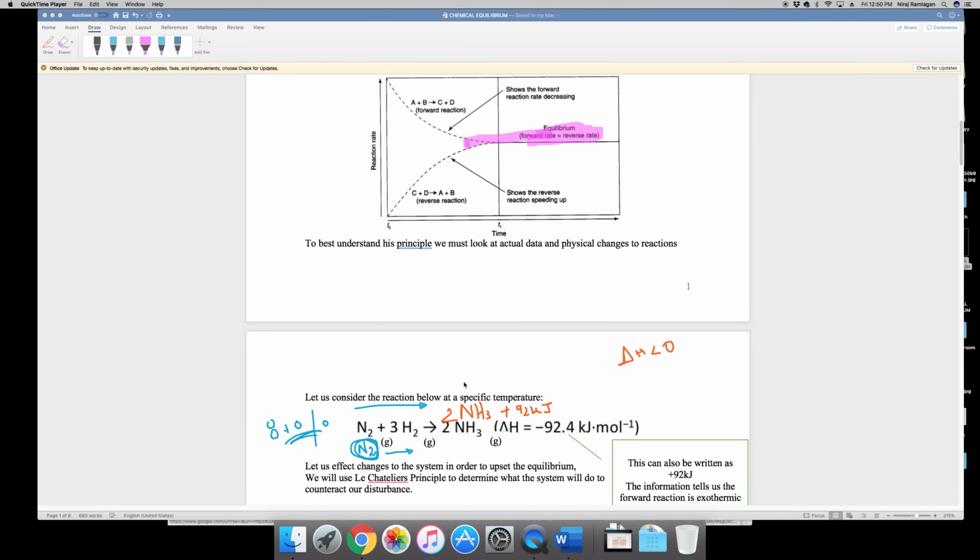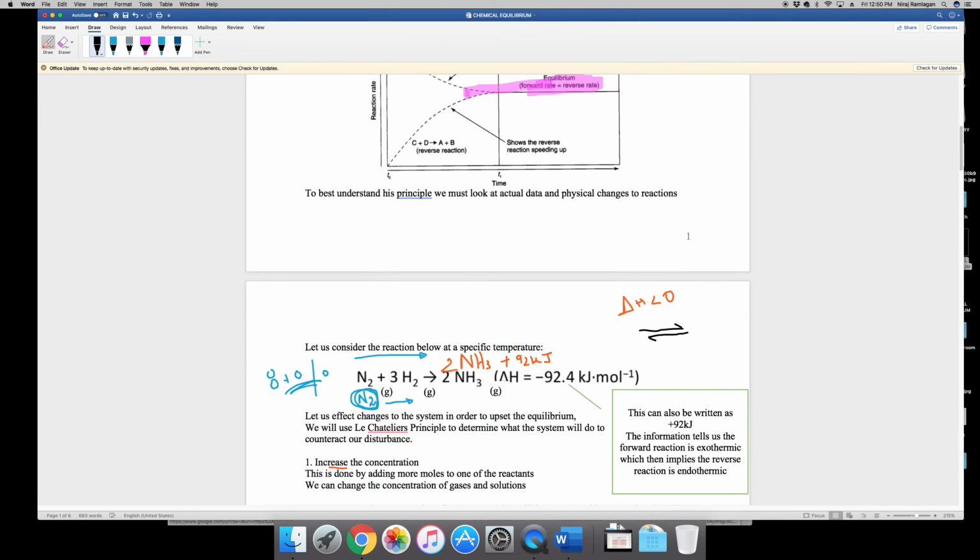So the best way to look at this is to look at specific examples. The example that I'm going to look at with you today is N2 plus 3H2 produce 2NH3. This is known as the Haber process, and it is a reversible reaction. A reversible reaction is usually shown by a forward and a reverse arrow. Now in this reaction, they tell you that delta H is minus 92.4 kilojoules per mole.